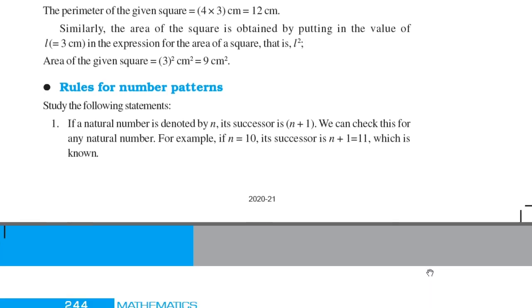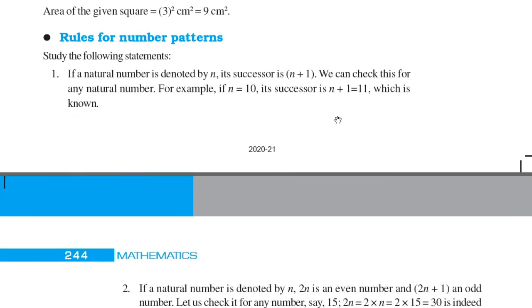So, rule for the number pattern. Study the following statement. 1. If a natural number is denoted by n, its successor is n plus 1. We can check this for any natural number. For example, n is equal to 10, its successor n plus 1 is equal to 11, which is known. So when its successor is n plus 1, n is equal to 10, we add 10 plus 1, it will become 11, which is known.